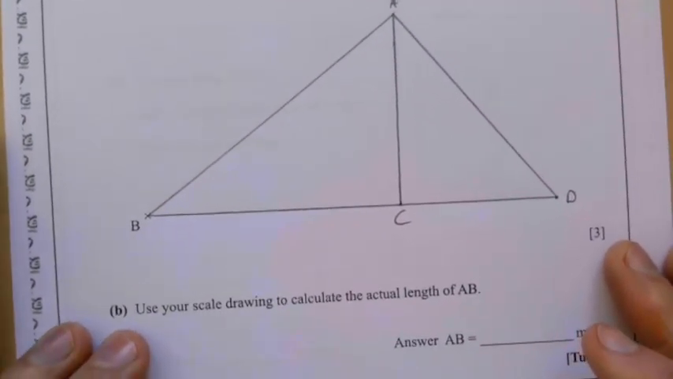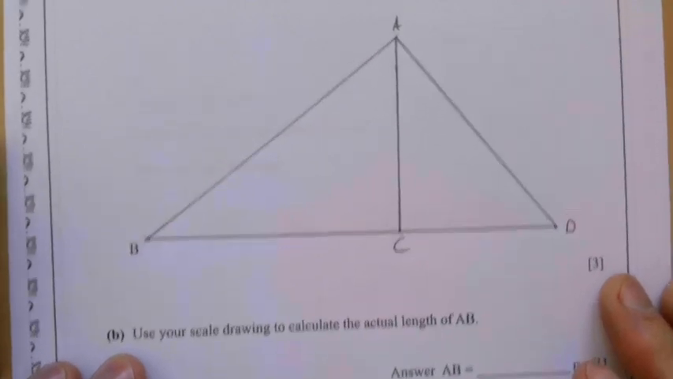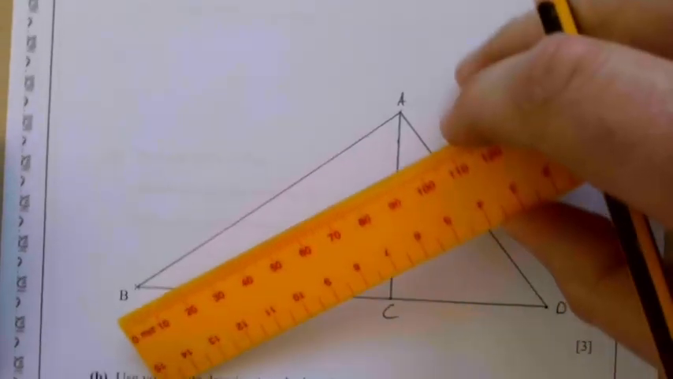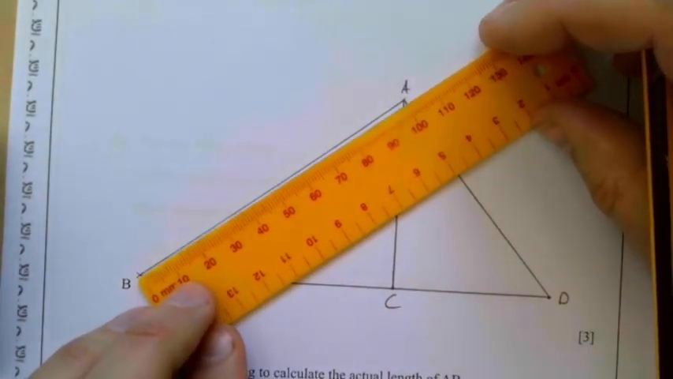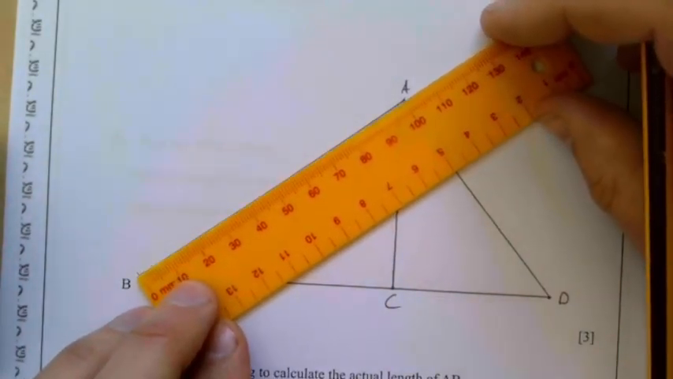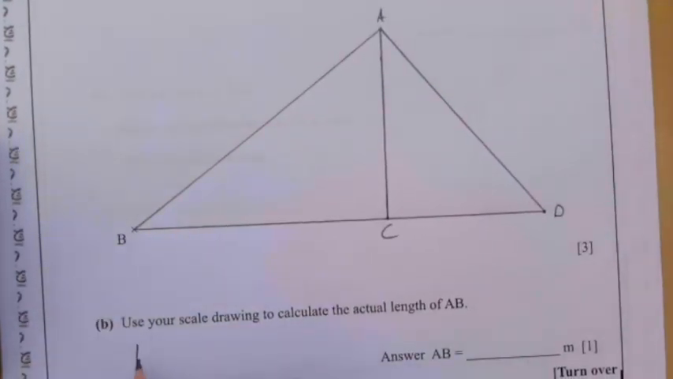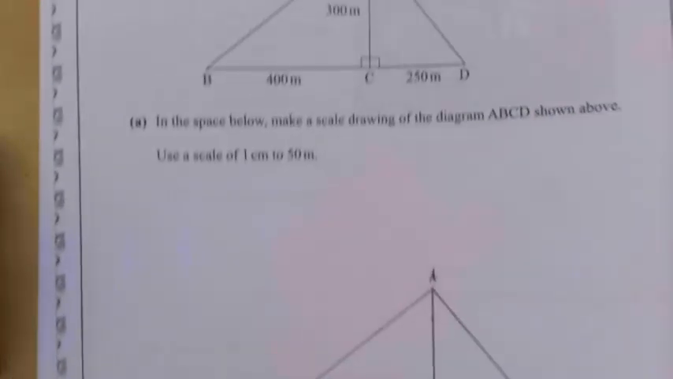Use your scale drawing to calculate the actual length of AB. So AB, it looks to be right on 10 then, doesn't it? So 10 centimeters, we'll times that then by 50, so that's then going to be 500 meters. That's us.